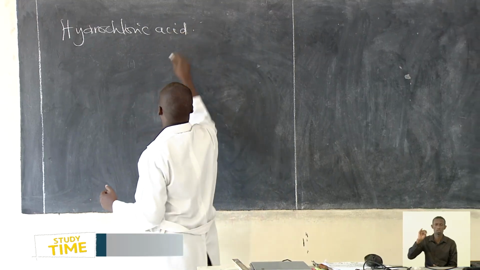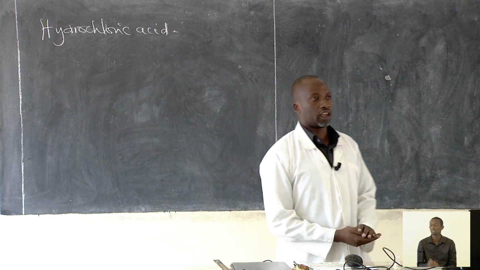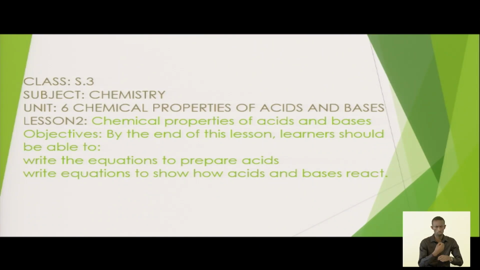Hydrochloric acid, this is found in the stomach. It is responsible for the action of the pepsin enzyme, so it helps in the digestion of the food. So hydrochloric acid, you remember the formula for hydrochloric acid? That is HCl.